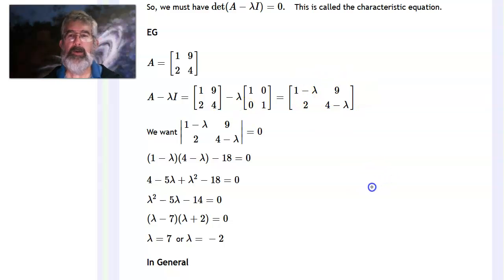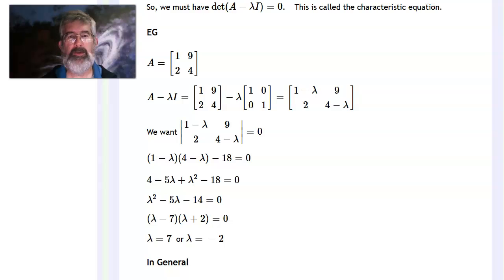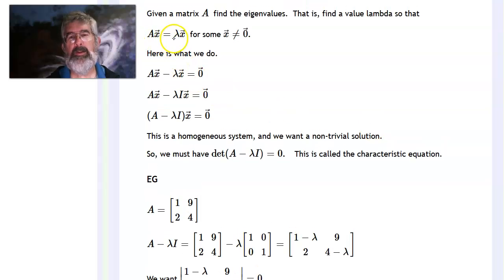Now, I want to point out that the book actually does this backwards from the way I do it. And maybe you're not surprised that I do things differently from the book. That seems to be a theme in a lot of my videos. What they do is start with this equation, and rather than subtracting the lambda x over to the other side, they subtract the Ax over to the other side. So rather than Ax minus lambda x like I have, they have lambda x minus Ax, and the stuff in parentheses is lambda I minus A. It's exactly the negative of what I have.